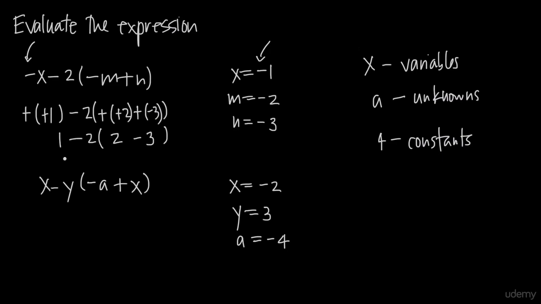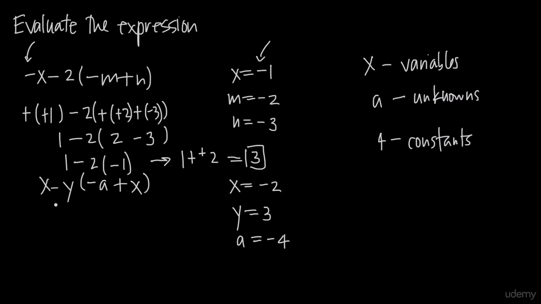Now we're going to simplify the value inside our parentheses, so we'll get 1 minus 2 times 2 minus 3 is a negative 1. And then if we take this over here, we'll multiply the 2 by the negative 1. 2 times a negative 1 is a negative 2, so we get 1 minus a negative 2, or canceling these negative signs, they become positive. 1 plus 2 is going to be equal to a positive 3, and this is the value we get when we evaluate the expression given these values for the variable and the constants.